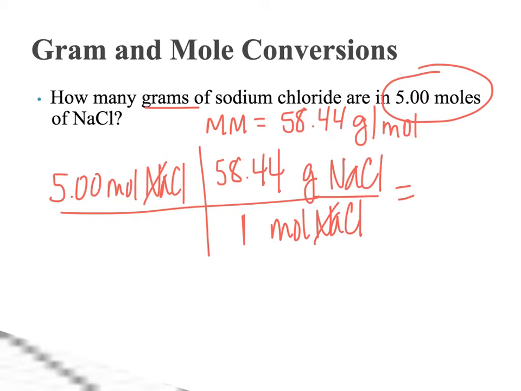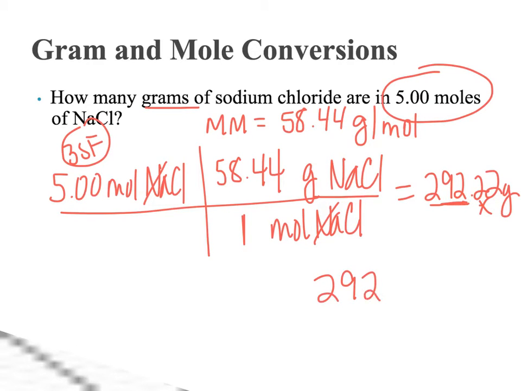And when we multiply that, we get 292.22. But we are not done with that because we need to put it in the proper significant figures, which if we go look at this is 3 significant figures. So we would say 1, 2, 3. This, we would check what comes behind it, does not round up. So our final answer would be 292 grams of sodium chloride, and that would be our final answer.